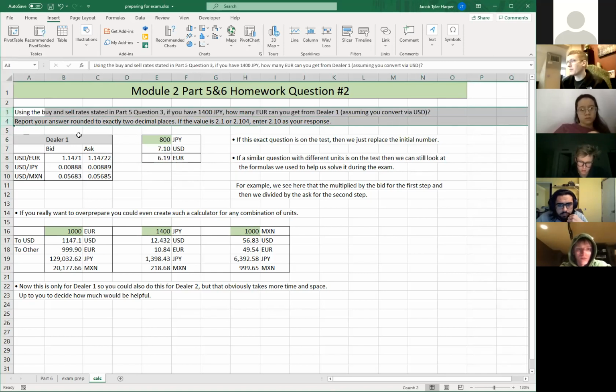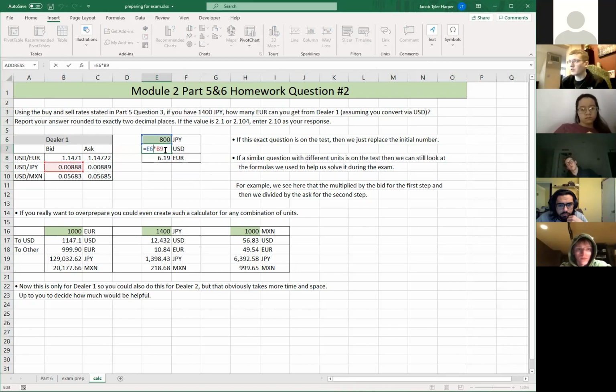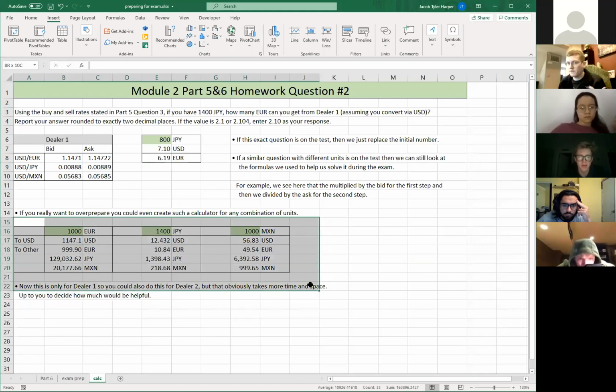Maybe it's similar, but maybe it has different units. Well, this calculator is still helpful, right? Because you can look at your code and be like, oh yeah, I always multiply by that first, and then I divide. And so you can use that to figure out the new version during the exam. Or if you want to, you could really even over-prepare and create a calculator for any variation that you might think we may use.